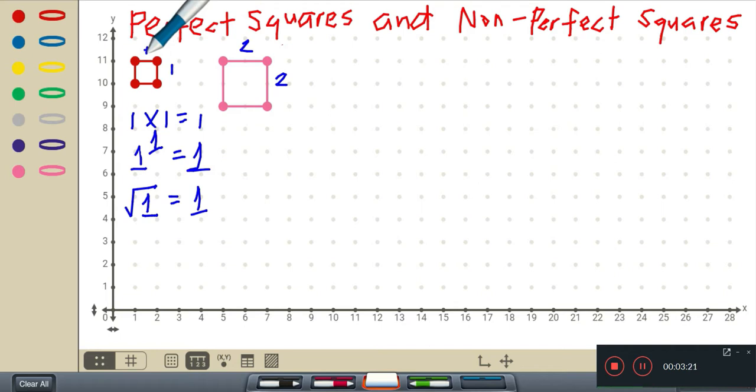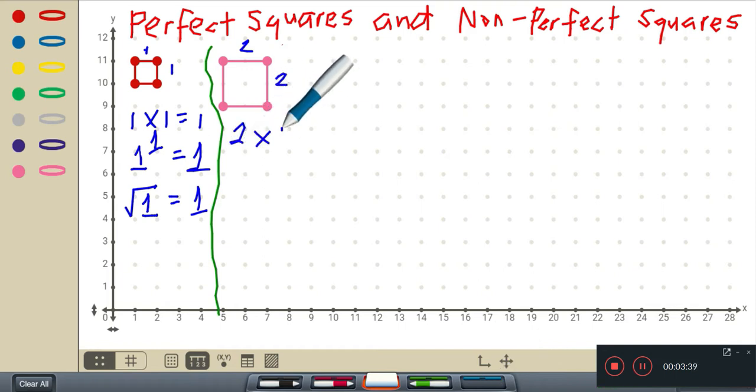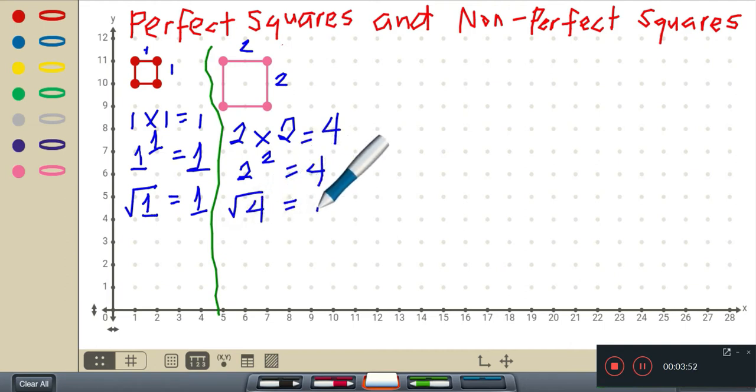Here I'm going to write down lines so that you're not going to overlap. So I'll find the area for this pink square: it will be 2 times 2, right? Equals 4. 2 squared equals 4. So if you take the square root of 4, the square root of 4 is equal to 2.